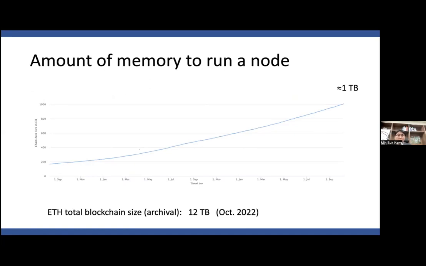So the amount of memory to run a node is getting larger and larger. It is now more than 1 terabyte. Ethereum's total blockchain size, if you archive everything, is 12 terabytes. So it's getting more expensive to run an Ethereum node. In my own lab, we are running a number of Ethereum nodes for research purposes, for measurement, and all sorts of purposes, and it costs a lot. It's so expensive these days.